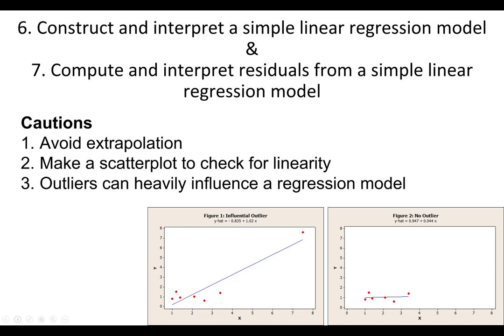A few last words on objectives 6 and 7 before we move on. These are cautions. First, avoid extrapolation. We saw that Minitab Express will only draw the regression line within the range of observations. This is because the regression line should not be used to make predictions about individuals who are outside of the range of the original data set. For example, if you had a regression model using height to predict weight in a sample of preschool children, you wouldn't use that same model to predict the height of an adult. If the regression equation was constructed using data from preschoolers, then it should only be used with preschoolers.